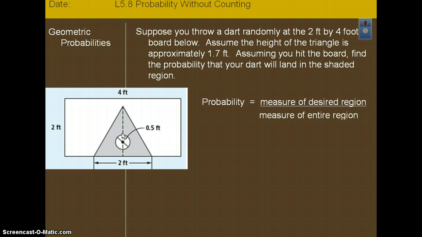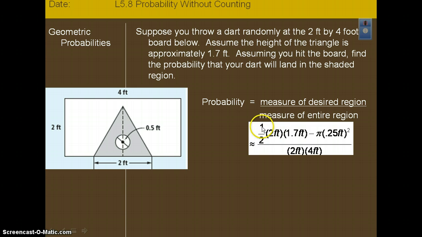So our probability is, of course, equal to the measure of the desired region over the measure of the entire region. In this case, the entire region is a lot easier to figure out. The area of the shaded region: again, the shaded region is almost an entire triangle, not quite. So we are, in fact, going to have to find the area of the triangle and subtract out the area of the circle that we see here.